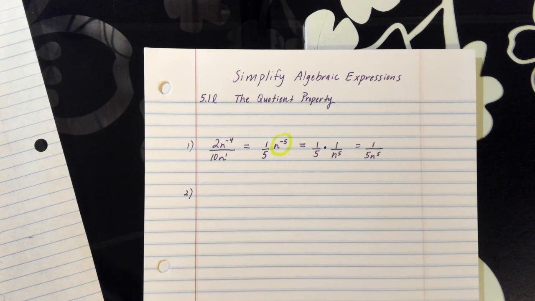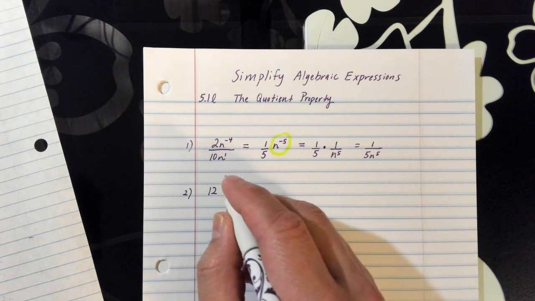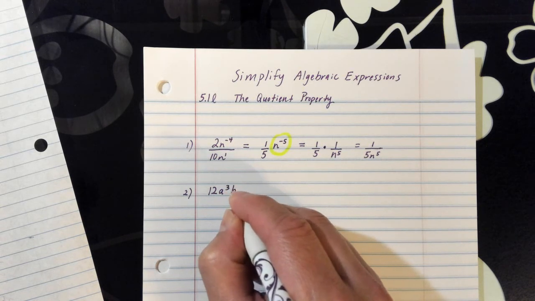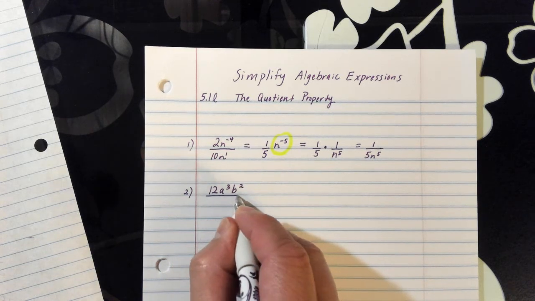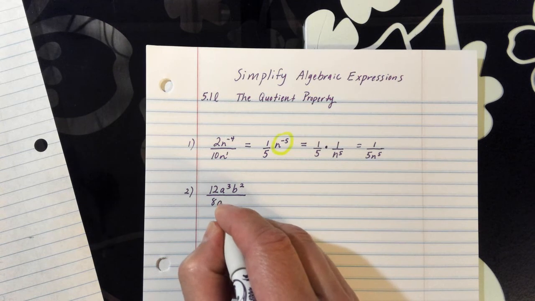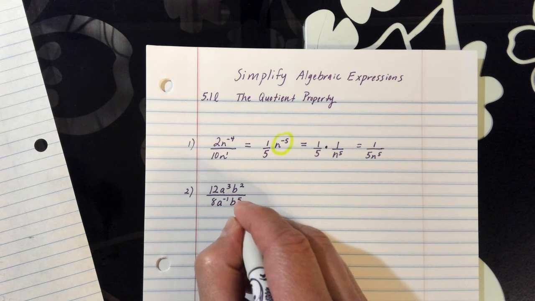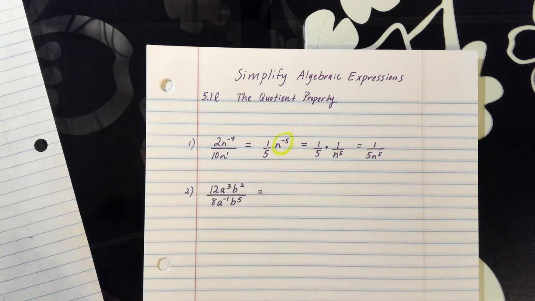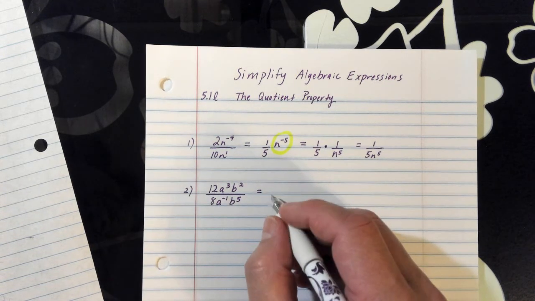Another problem, a little bit harder. 12a to the 3rd, b to the 2nd, divided by 8, a to the -1, b to the 5th. Can't divide 12 by 8, but you can reduce. Divide by 4, you get 3/2.